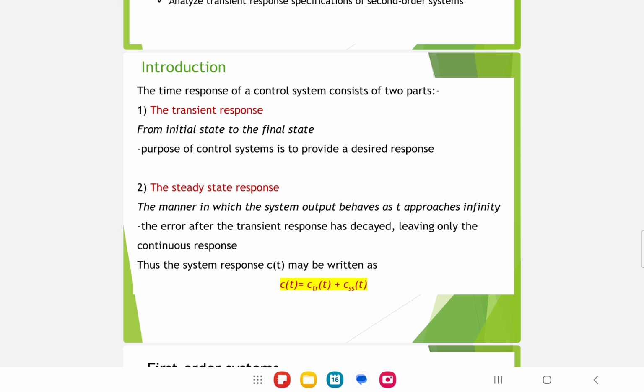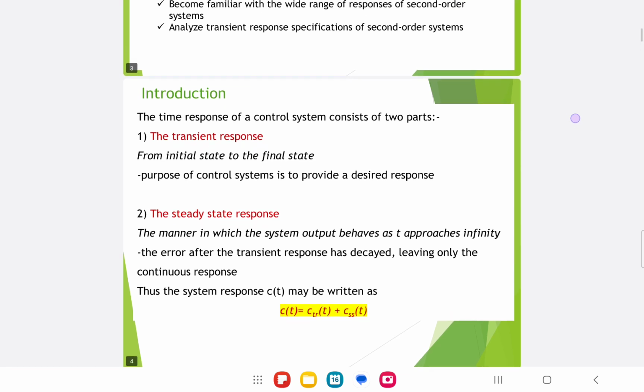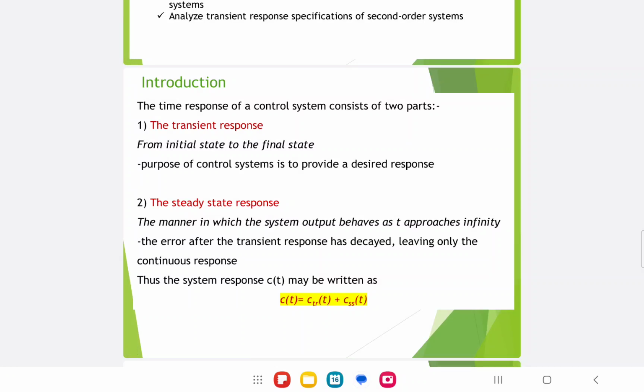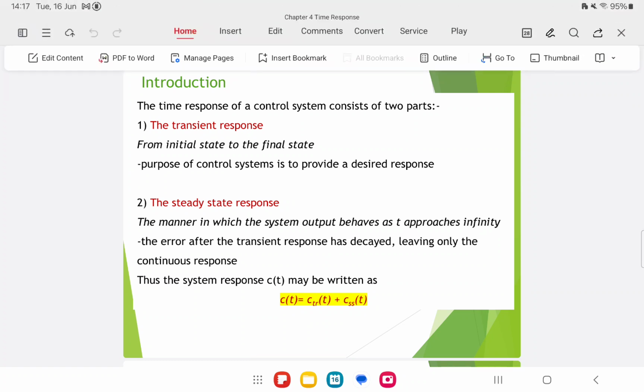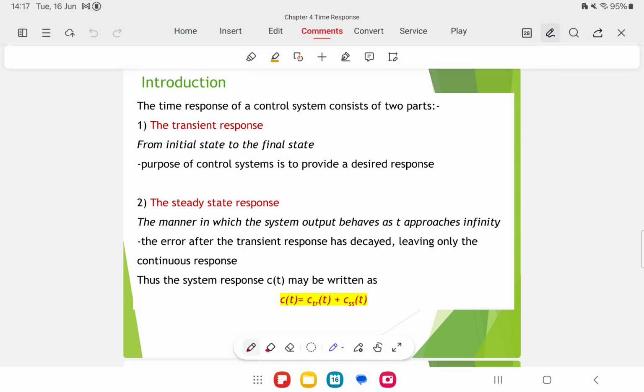Tapi sometimes when we have a system, initially dia akan fluctuate dulu. Sekejap lagi we will see on the graph, and to become stable there ada certain period of time. Okay, so itu yang kita akan study in this chapter 4. Okay, so we will have two types of time response of a control system, two parts. The first is the transient response. Okay, the transient response, this one, from initial state to the final state.